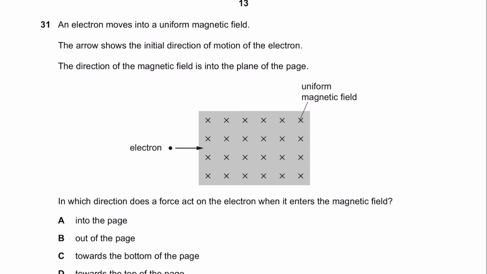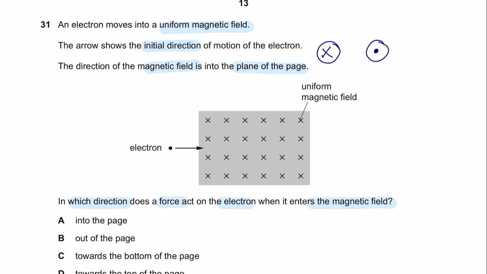Question 31. An electron moves in a uniform magnetic field. The arrow shows the initial direction of motion of the electron. The direction of the magnetic field is into the plane of the page. Remember, when it is into the page, the symbol is X, and when it is out of the page, the symbol is a dot. In which direction does a force act on the electron when it enters the magnetic field?